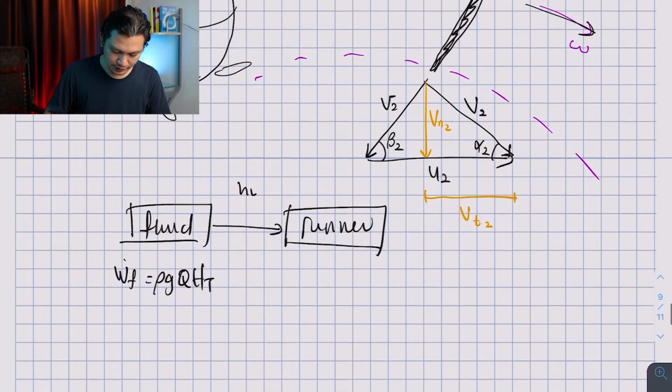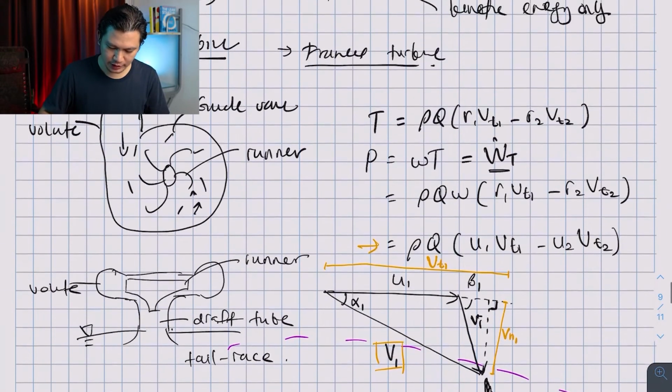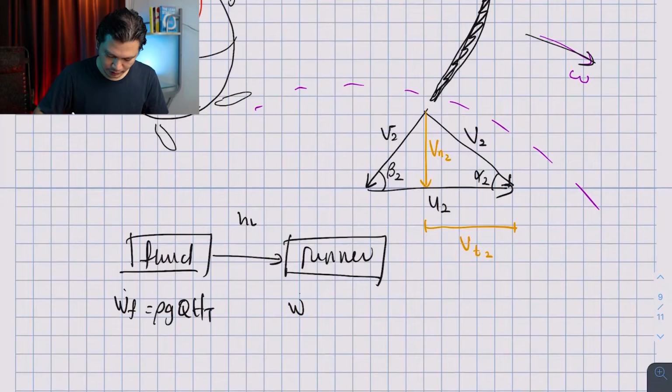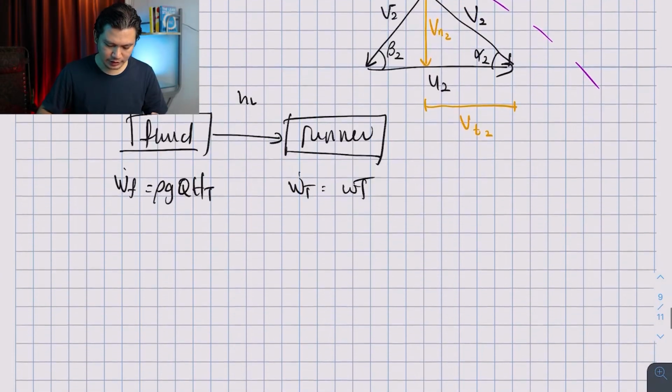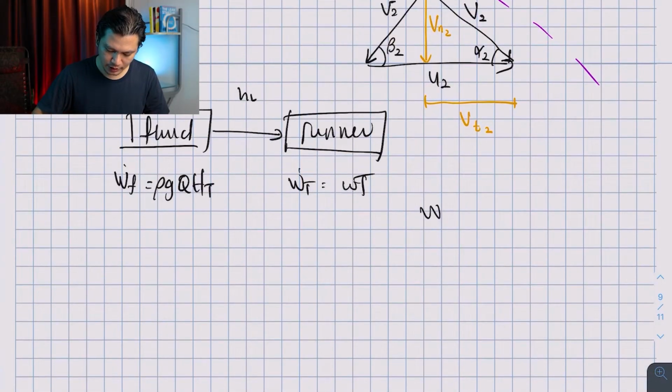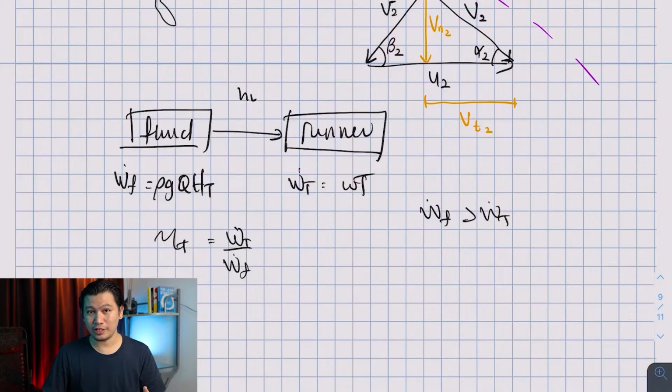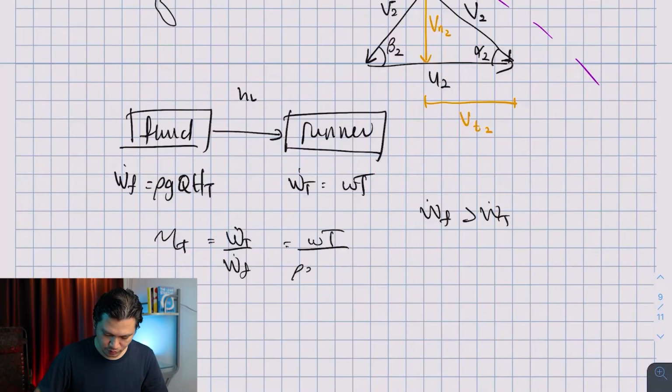And for the runner, the power at the runner is this power, W dot T, and W dot T, as we know, is omega times torque. From this illustration, I think you can imagine that the work of the fluid is going to be higher than the work of the turbine. So the efficiency of the turbine is represented by W dot T divided by W dot F. It cannot be more than 1, right? So W dot T is omega times torque, and W dot F is rho g Q HT, which is the head drop.